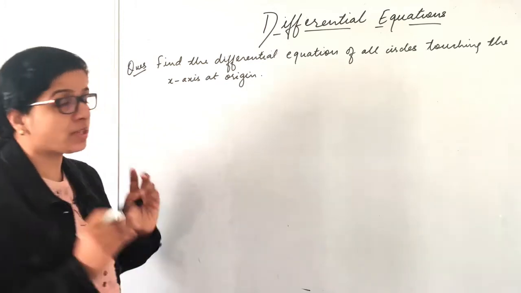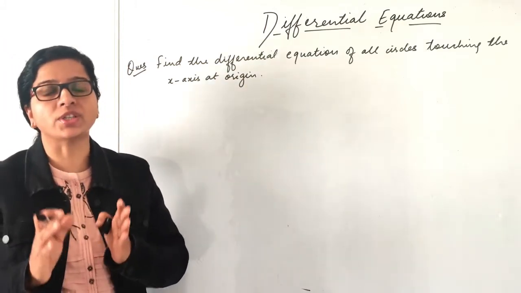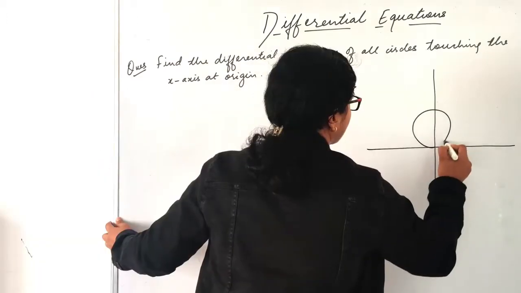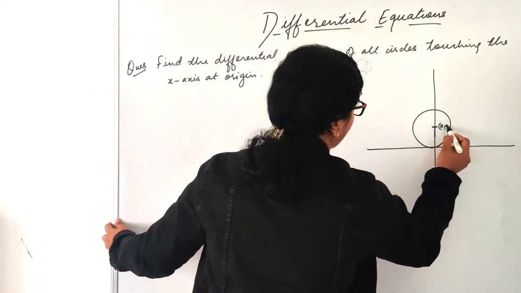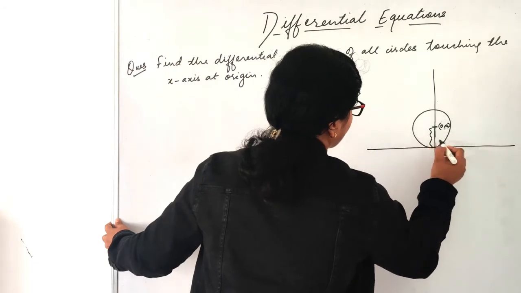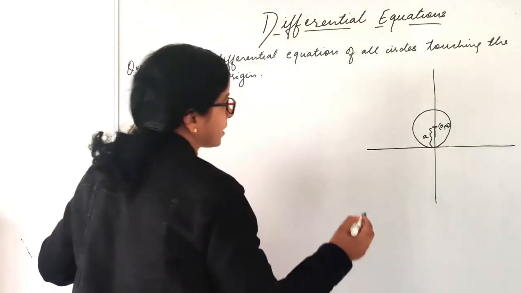So let us first find out the equation of a circle which is touching at the origin. So this is the circle which is touching origin. Say for example, this is the center, so it will become 0 comma a, right? And the radius will be a, correct?